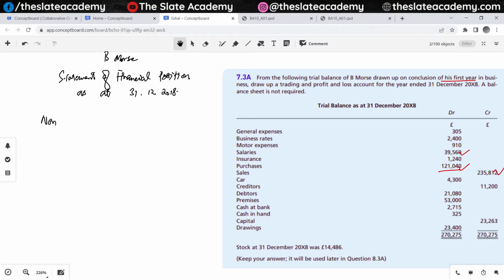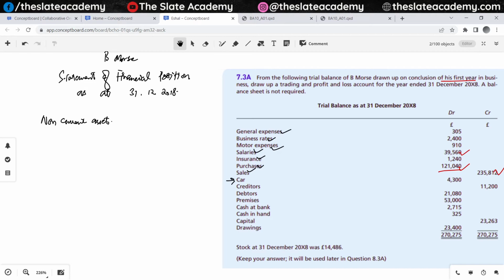Then we will have non-current assets. Within these non-current assets, we'll have multiple. For example, for this business I can see expenses like business rates, motor expenses, salaries, and then a purchase: car. This is a non-current asset, so I can classify it as vehicles. I'll use the name car here, but usually I'll have the asset in the form of vehicles, because a business would have multiple vehicles.